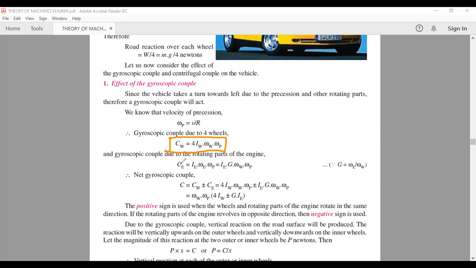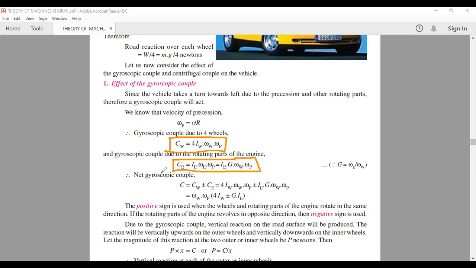Then we are going to see the gyroscopic couple of the engine, that is CE, gyroscopic couple of the engine. CE is equal to inertia for the engine, angular velocity of the engine, precessional angular velocity. So that is omega E can be written as G into omega W. That is omega, angular velocity for the wheels.